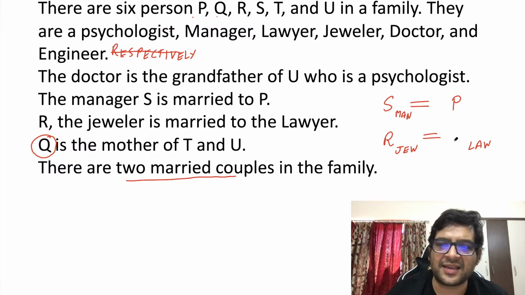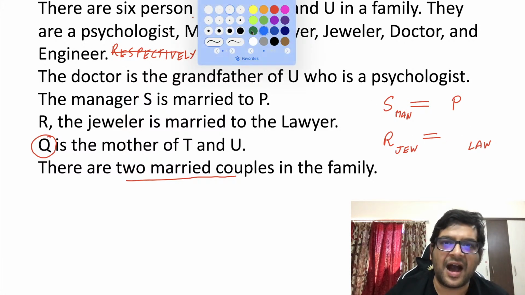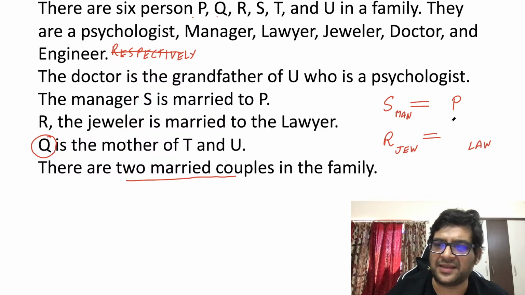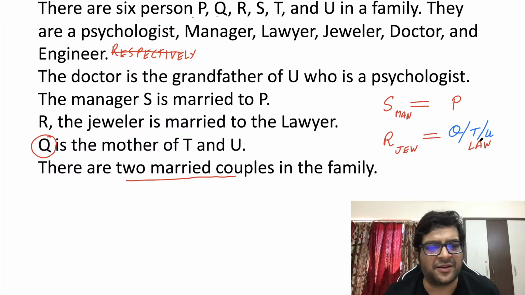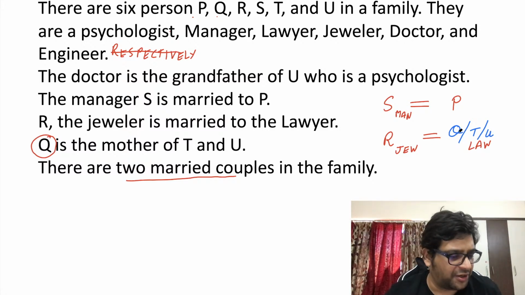So R can be married to any of the remaining 3 people, which is Q, T or U.